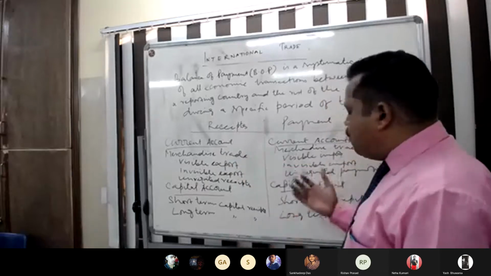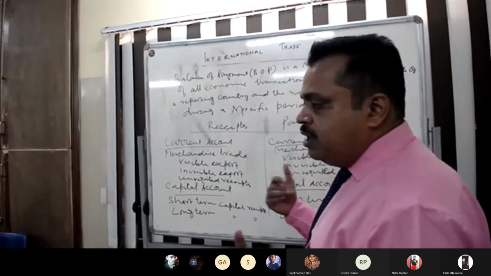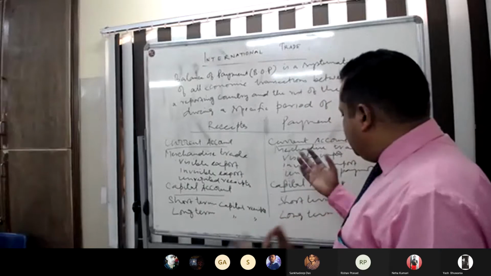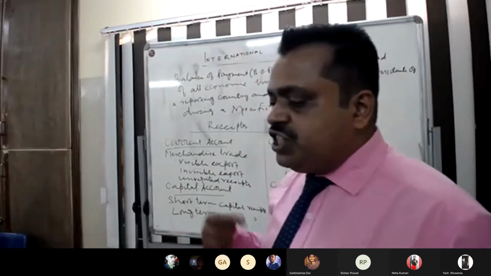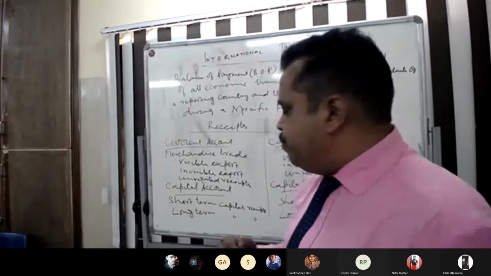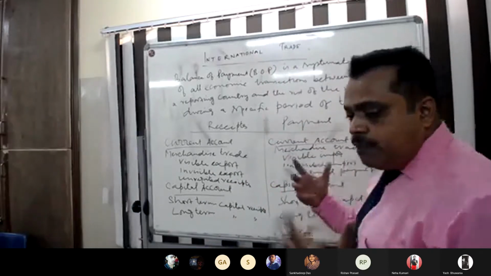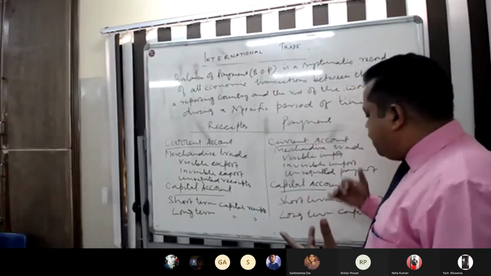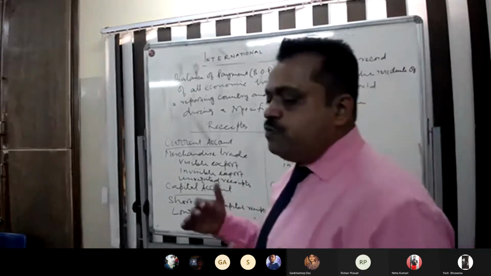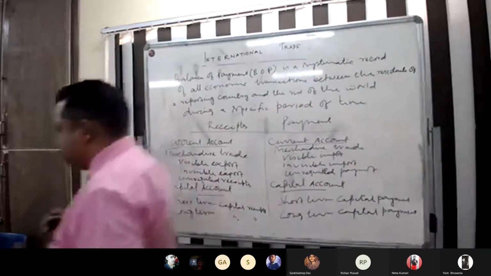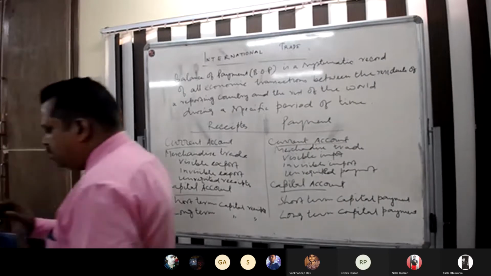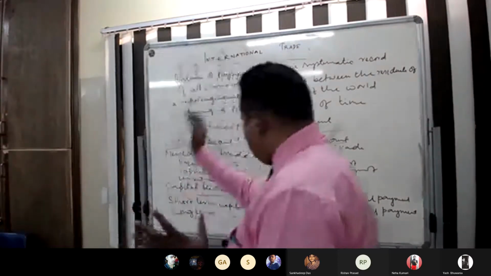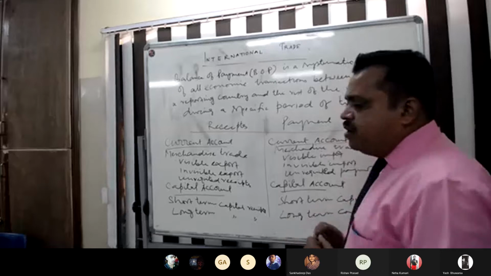And visible imports are the commodities we buy from other countries. Invisible import: a foreign teacher is teaching in our country, so we pay him money. Unrequited payment: if we make payment for some other purposes. Those are all maintained here under the current account.